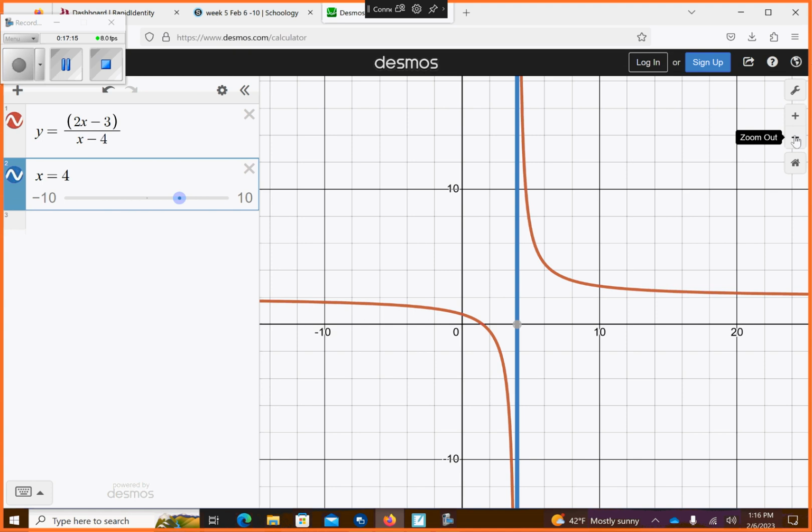my horizontal asymptote, or my value that I'm approaching in the y direction, appears to be what? So if you look at the original equation, you have 2x over x. So the powers are the same on top and bottom. So you take the lead coefficient. So it's 2 over 1 because there's a 1 in front of the x.